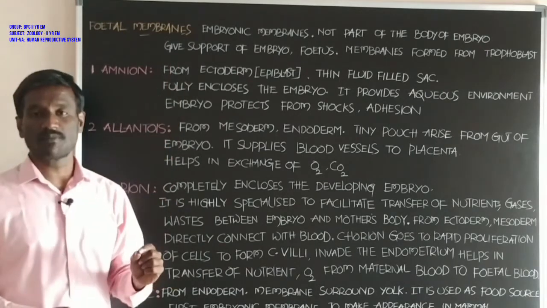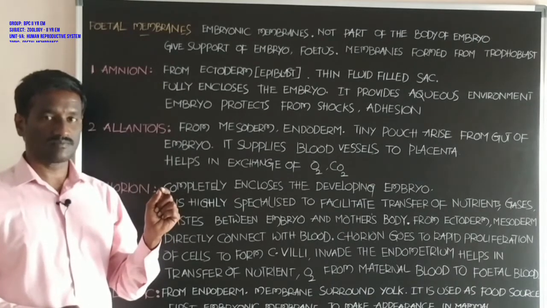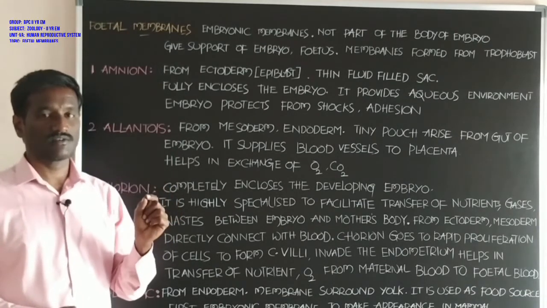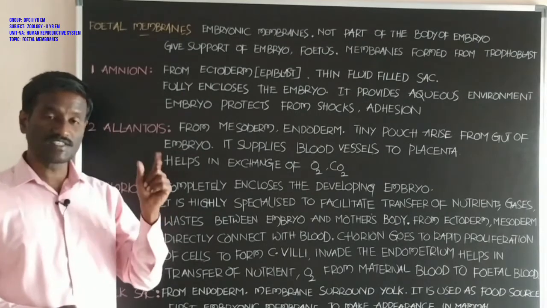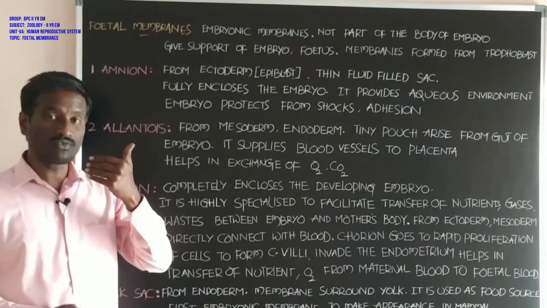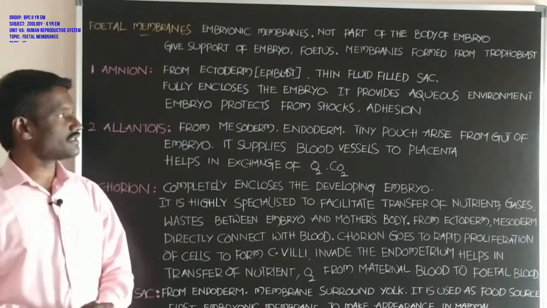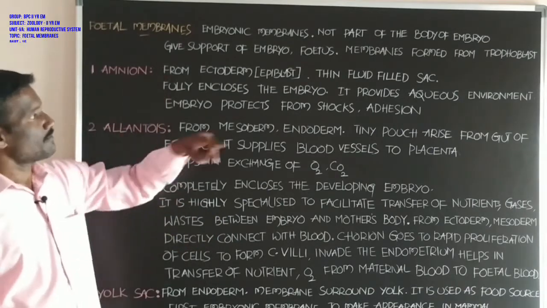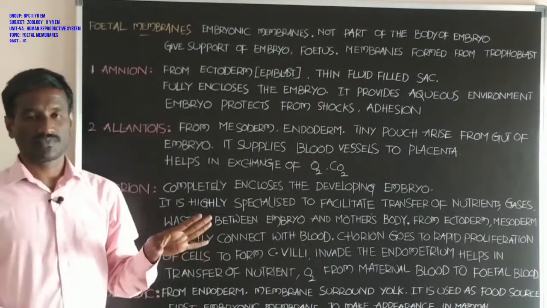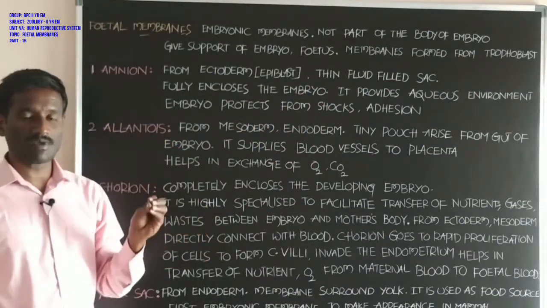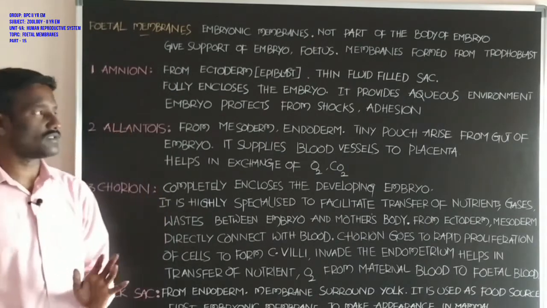They give support to the embryo and the fetus. They provide protection to the fetus from mechanical shocks and desiccation, and are also helpful in supplying nutrients and the exchange of gases. The membranes are formed mainly from the cells of the trophoblast.